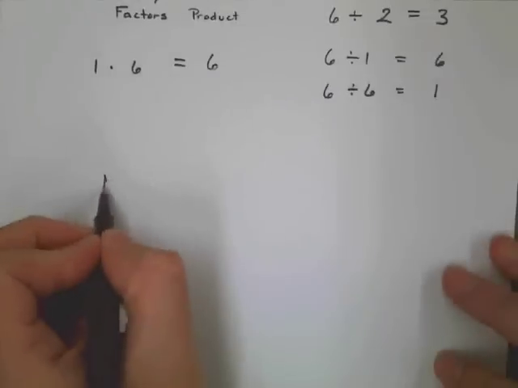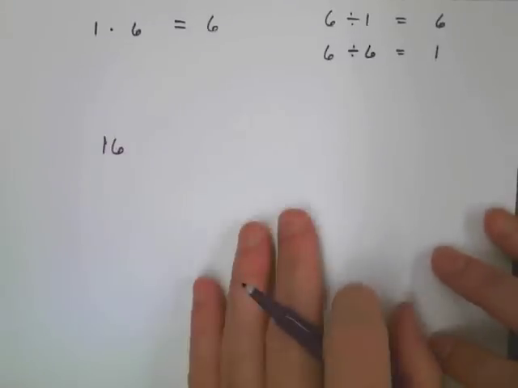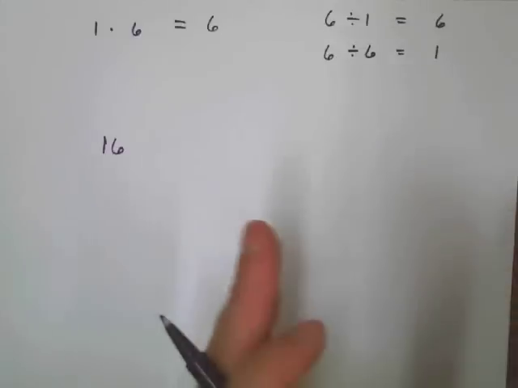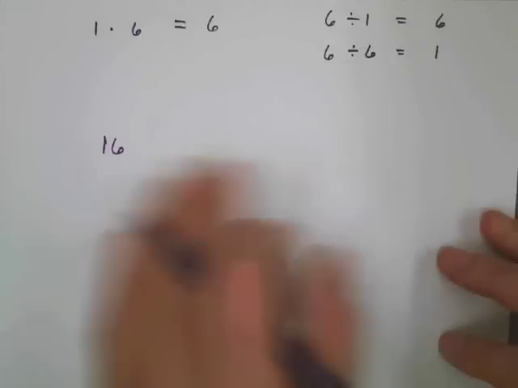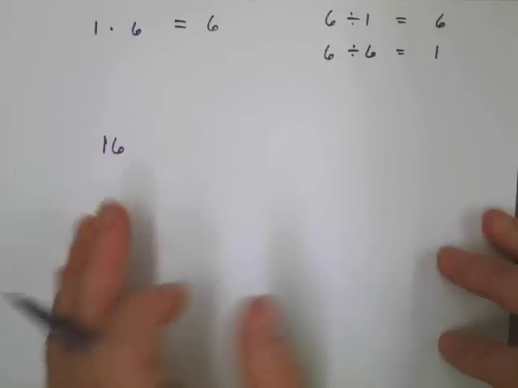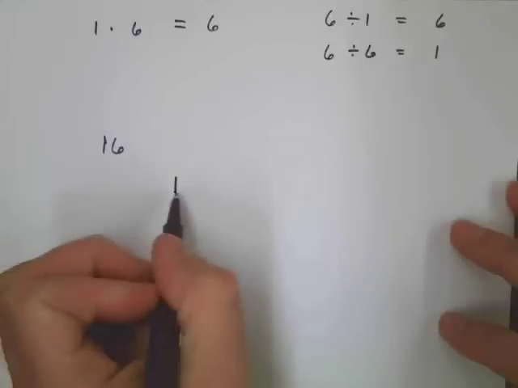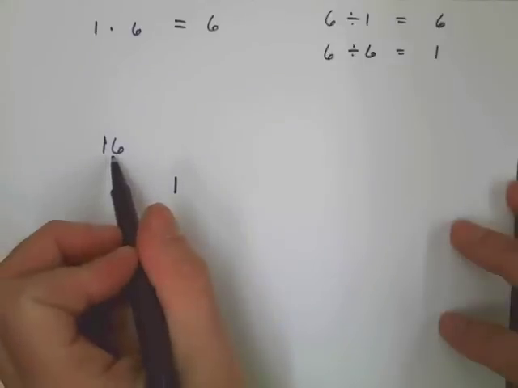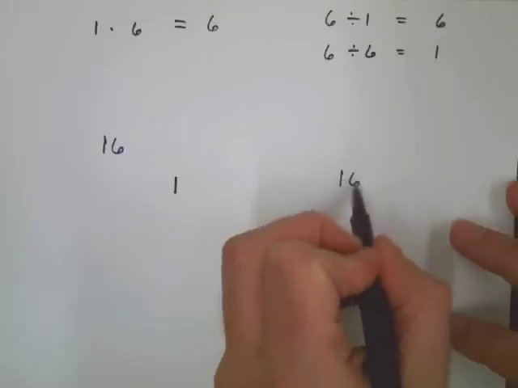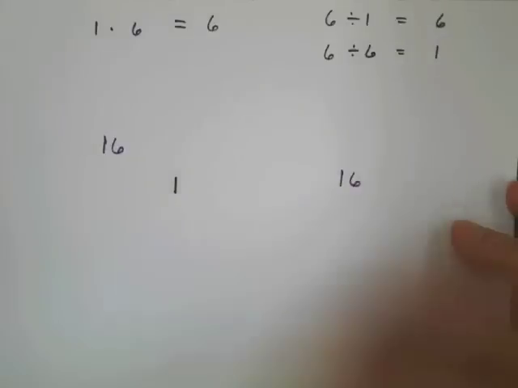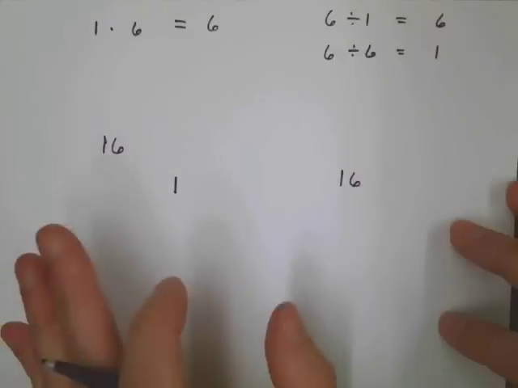Let's say we had the number 16, and we want to try and find all of the factors of 16. So all of those pairs of numbers that multiplied together will come up with 16. Well, we know that for every number, 1 is a factor. 1 is always going to be a factor, and the number itself. So 1 times 16 will get us 16. Let's see if we can figure out some other ones.